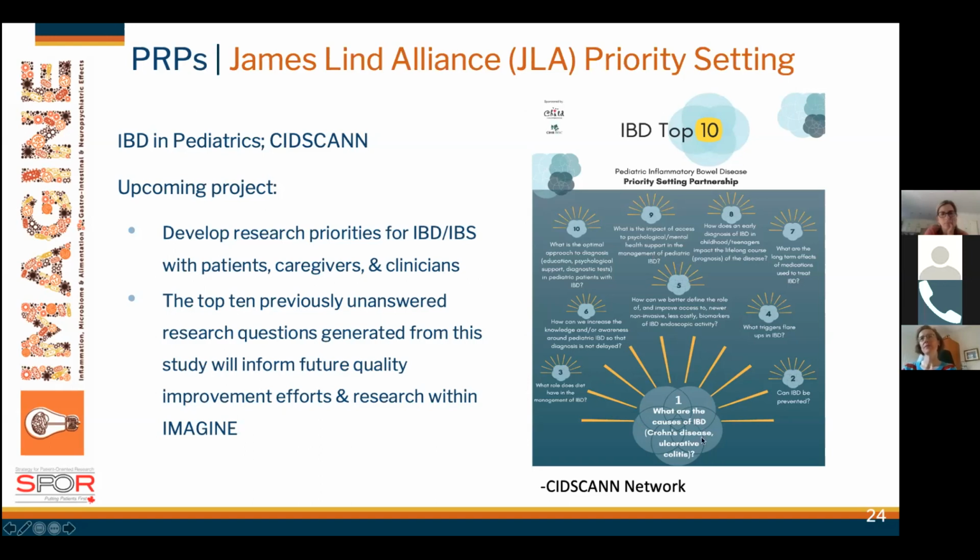Number 1 being, what are the causes of IBD? So Crohn's disease and or ulcerative colitis. And now as we move forward as a network, looking to secure more funding to continue the work that we're doing, we want to make sure we're on the right track. So we as a network will also be doing a priority setting exercise, sort of a modified James Lind Alliance priority setting. And I don't know if you want to add a little bit to this, Deborah, before we move on.